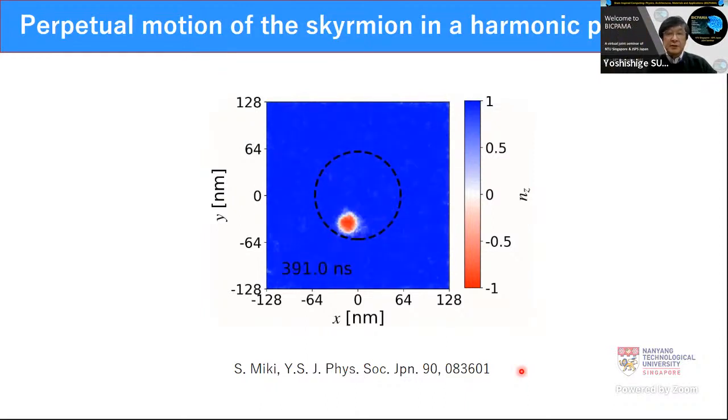Okay, so this is an LLG micromagnetic simulation result. The skyrmion is in a harmonic potential, and only by the thermal vibration, the skyrmion shows the rotational motion. So it shows rotational motion spontaneously.